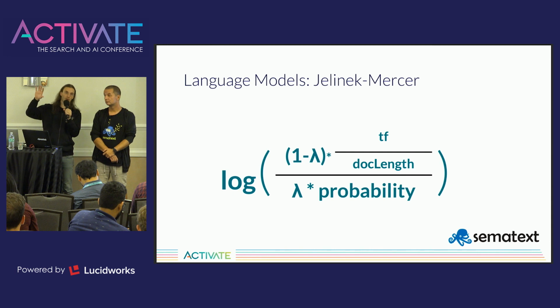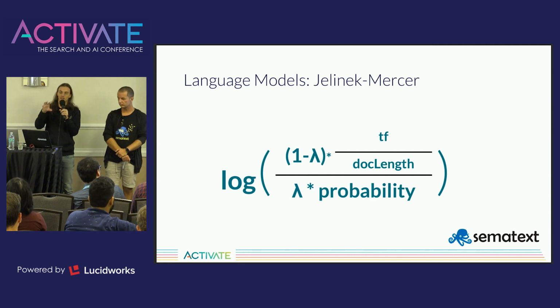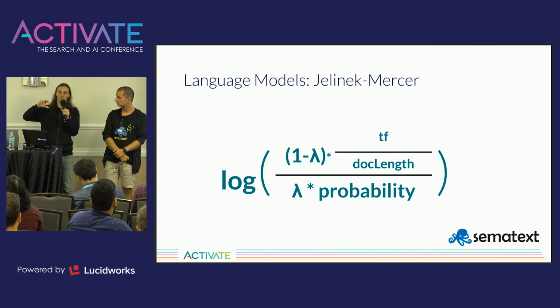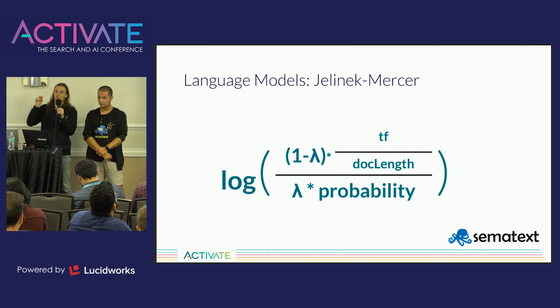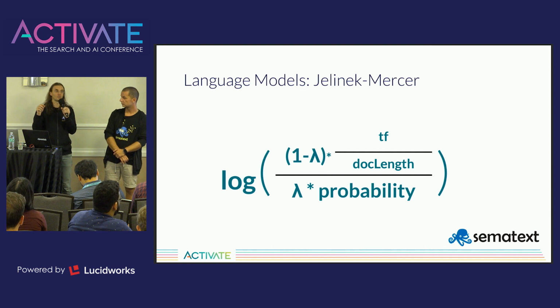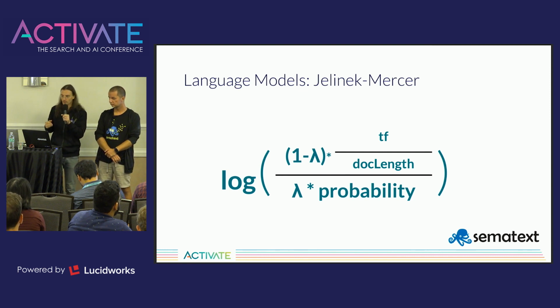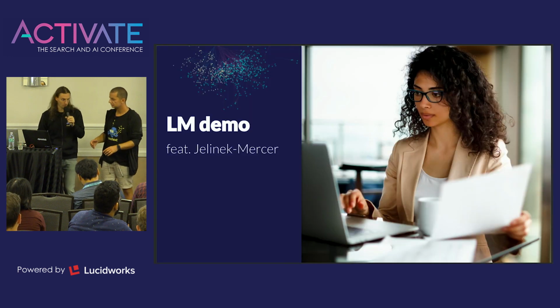The language model of the document is term frequency divided by document length, right? That's the probability within the document. And then we have the index-wide probability. And we have this lambda, which we can choose, which we can tune. That's the difference between this and DFI, because we can use lambda to tune what the weight is of each. So let me show you how that will work.